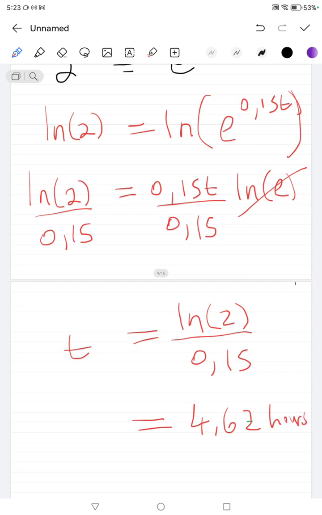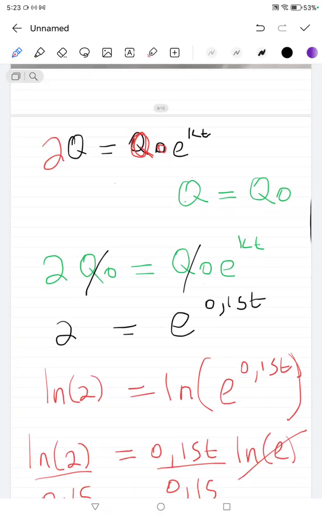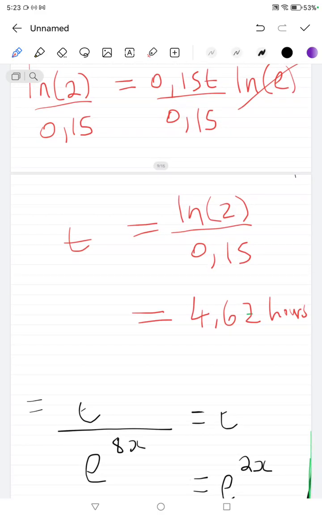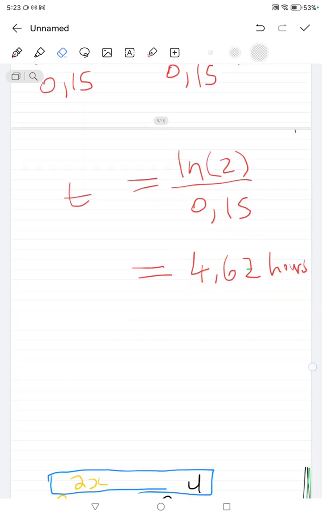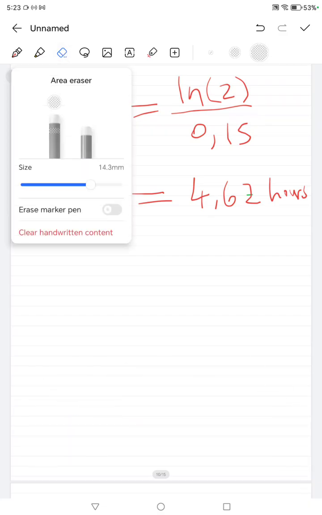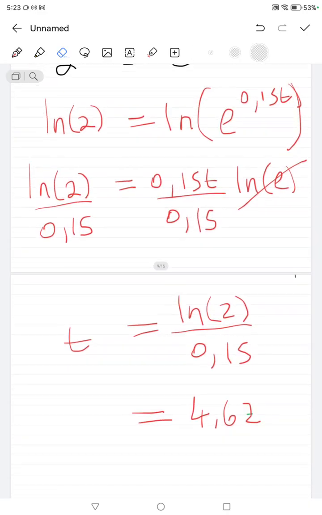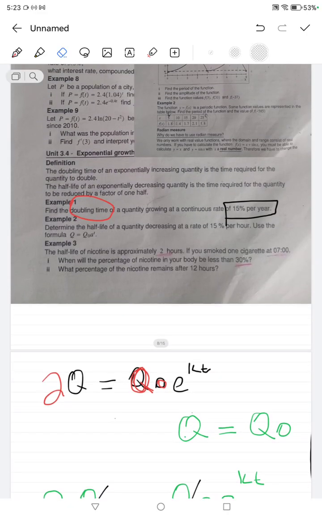This is given in hours. Is it in hours? We have to check everything. They didn't even say anything, so you can just write 4.62 units, because here they didn't specify. If they didn't specify, you can write in units, then they know it's going to be applicable to whatever units they are referring to. Then yeah, these ones can be a little bit tricky.